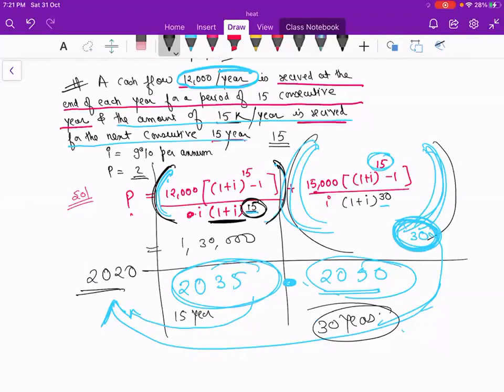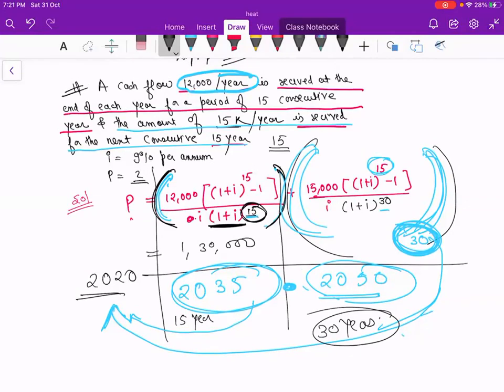Sir, the first 12,000 was deposited for 15 years, but after that there was also a 15-year deposit, so what about its calculation? If you want to do it like this, after 15 years you can move forward, but you are not depositing that 12,000 rupees again. Because it is given in the question as cash flow, it is received at the end of each year for a period of 15 years only. It is clearly mentioned in the question.